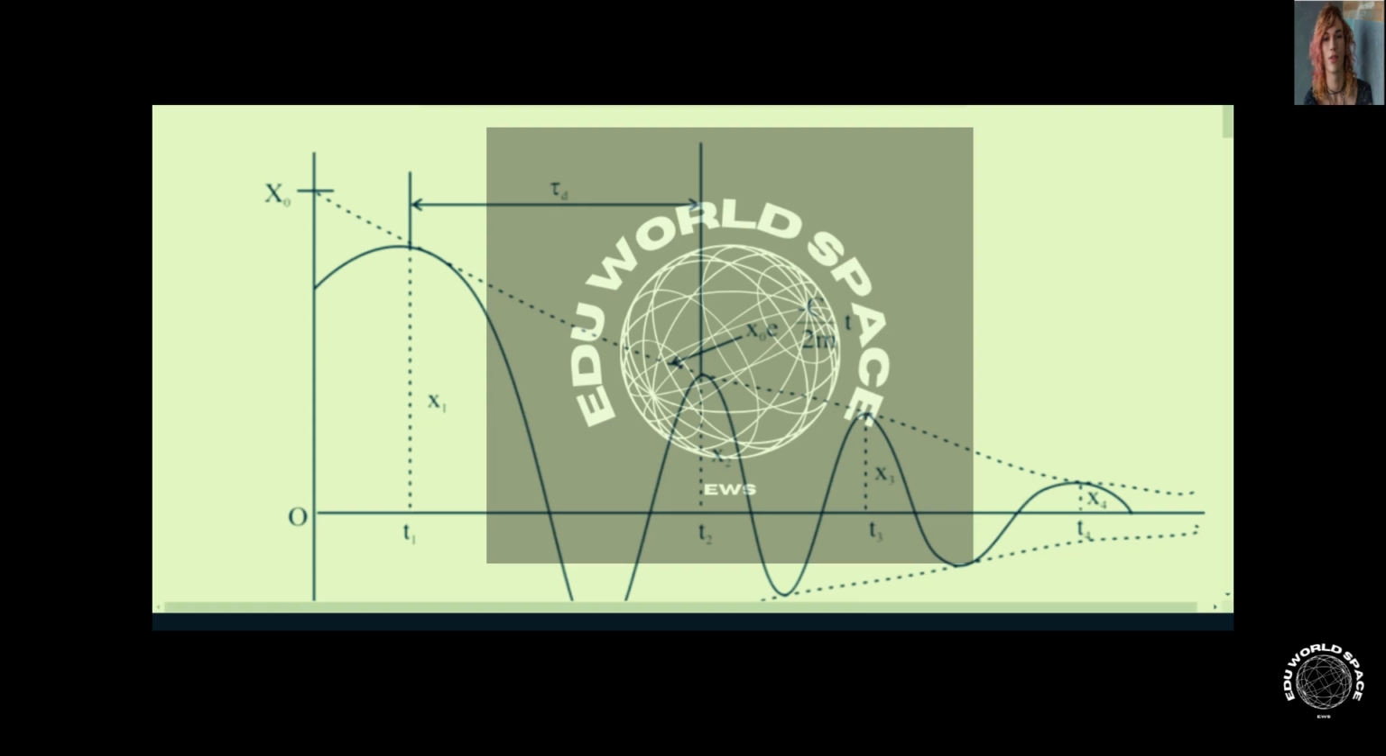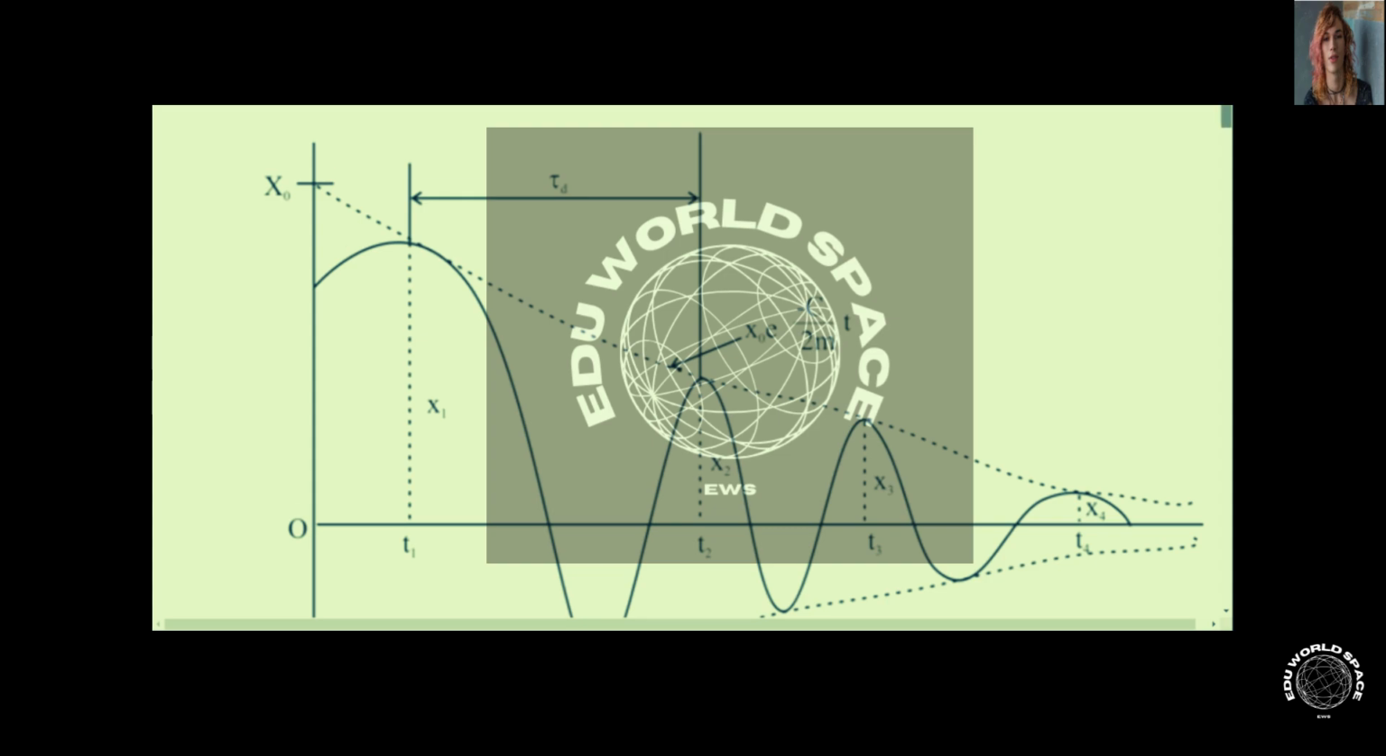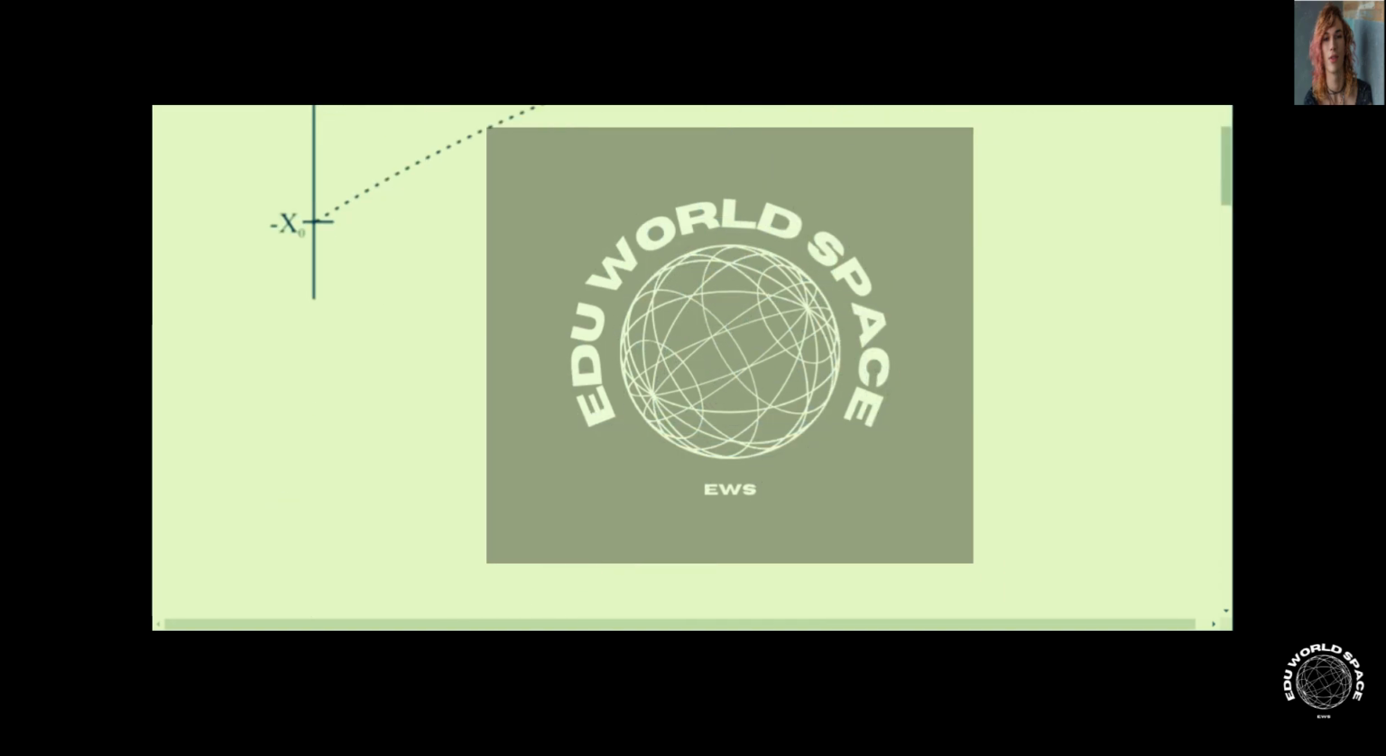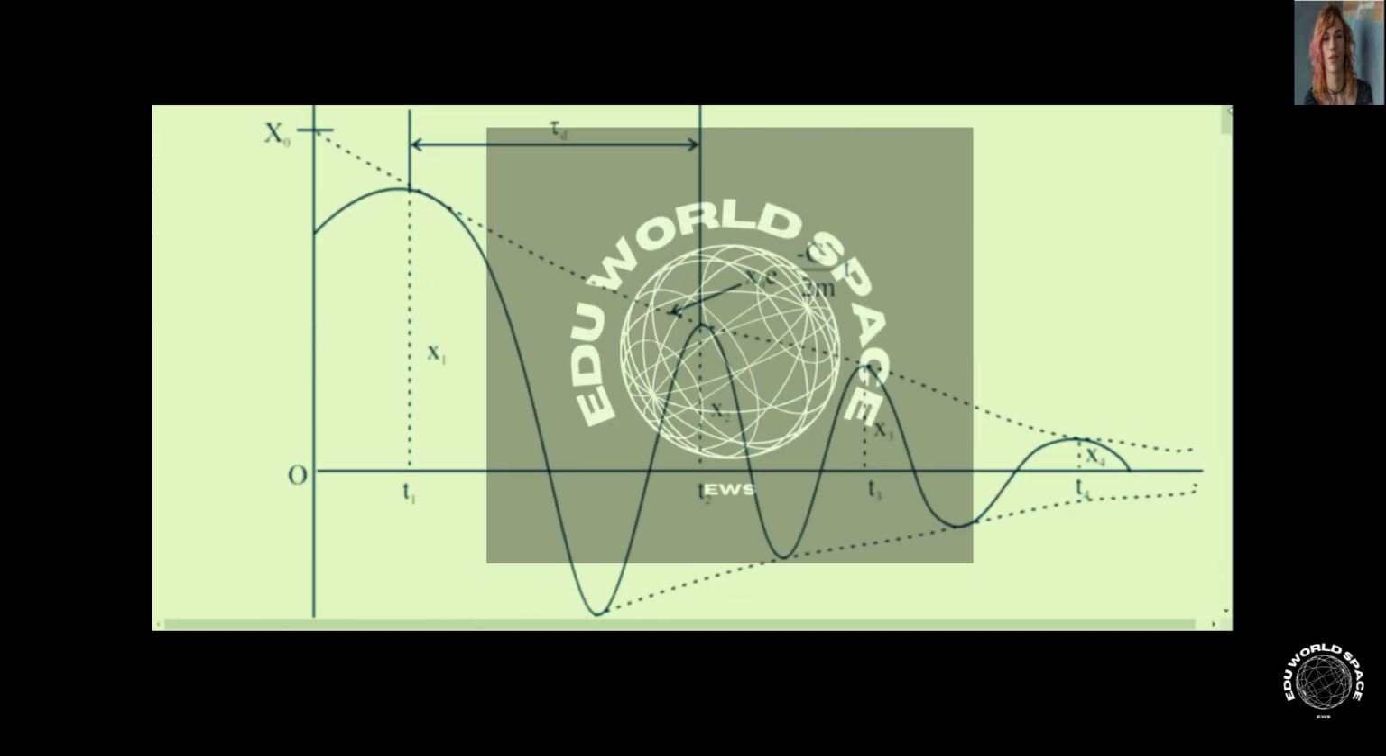Hi everybody. So we're looking at this figure right here, and I uploaded a giant one, but let's bring it down. We're looking at this figure, and we want to show the ratio of any two successive maximum displacements, x naught and x n plus 1, is a constant, and the natural logarithm of this ratio is called the logarithmic displacement.